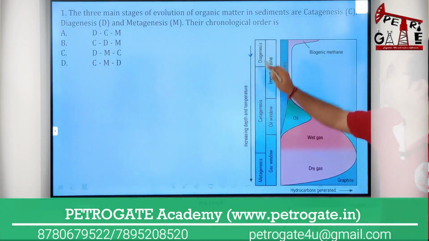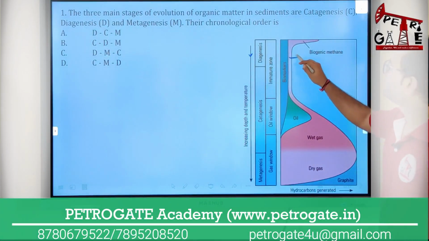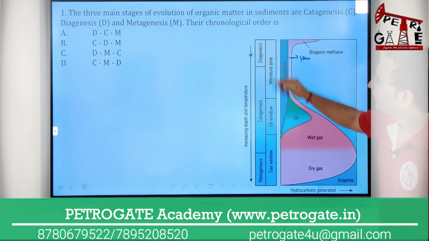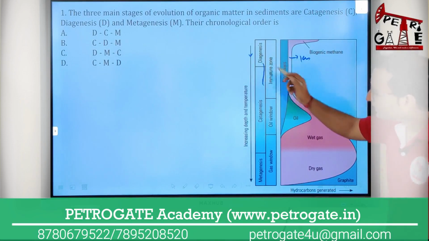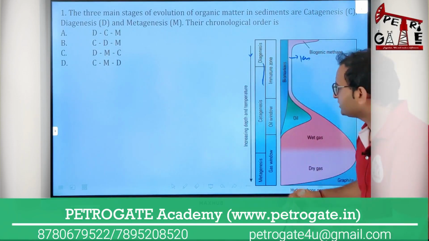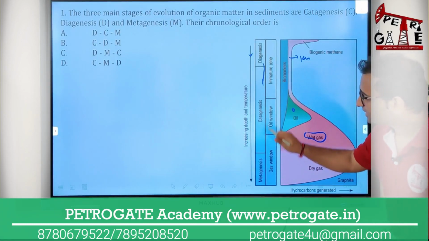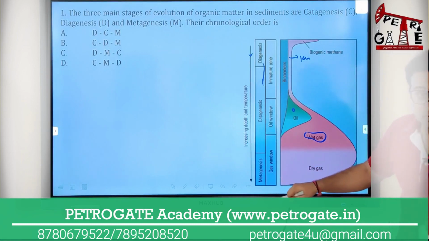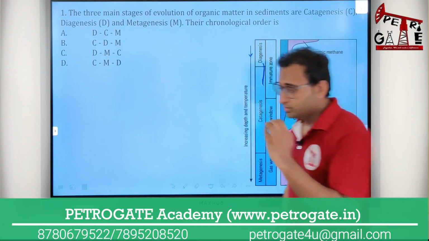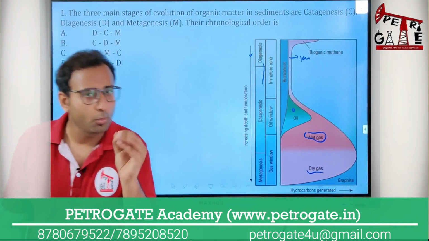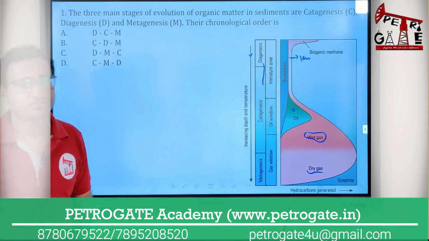And what I will get from this particular stage, you will get kerosene. After diagenesis you will get the next stage, that is your catagenesis, you will get oil and some wet gases. And after the catagenesis you will get the next stage, that is your metagenesis, and you will get dry gases. So these are the things that you must know. The question generally asks from there also.